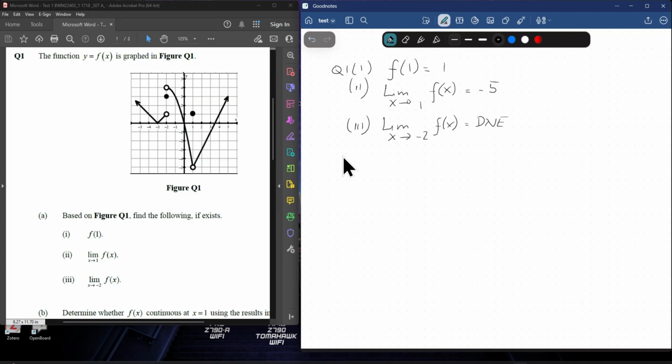So, part B, if you like, all of these were part A. So part B is not continuous, or discontinuous. Discontinuous.